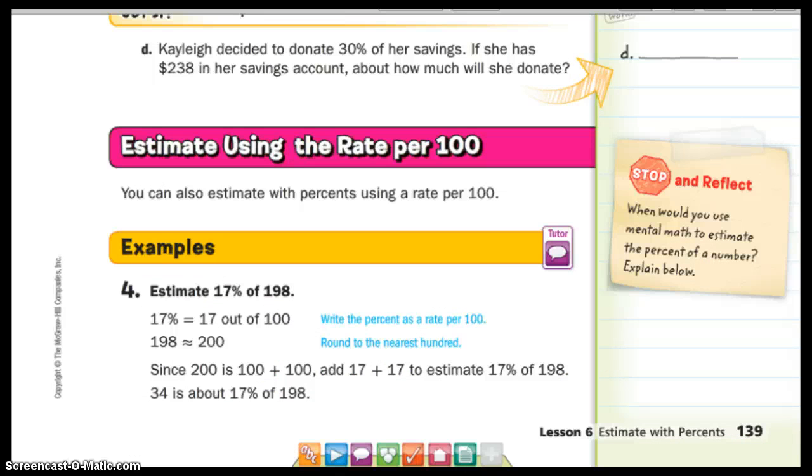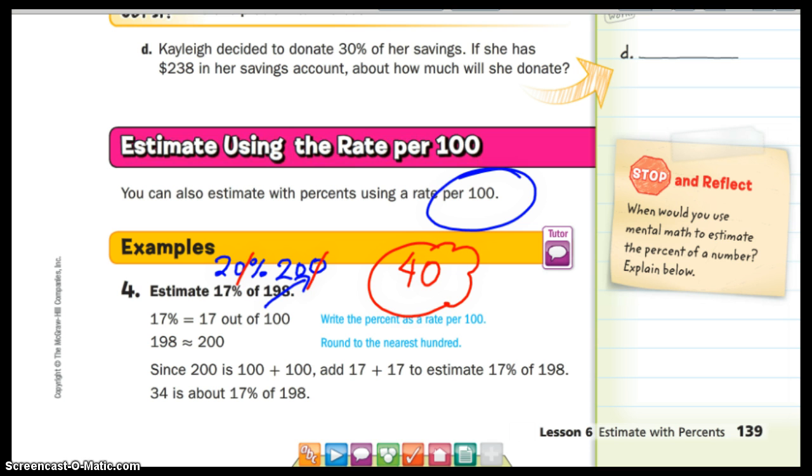Now we're going to do things based on 100, and we know percents are out of 100. So we've got 17% of 198. So again, if I make this 200, I can still keep the 17. I can make it 20. If I make it 20, then I'll cross out 2 zeros, and then it'd be 2 times 20, which is 40. That's my estimate in my cloud.